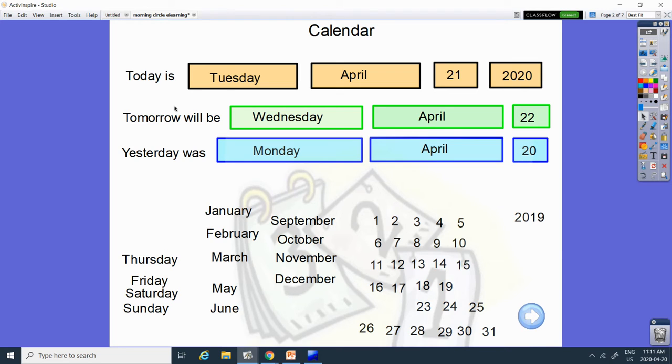There we go. So today is Tuesday, April 21st, 2020. Tomorrow will be Wednesday, April 22nd. And yesterday was Monday, April 20th.